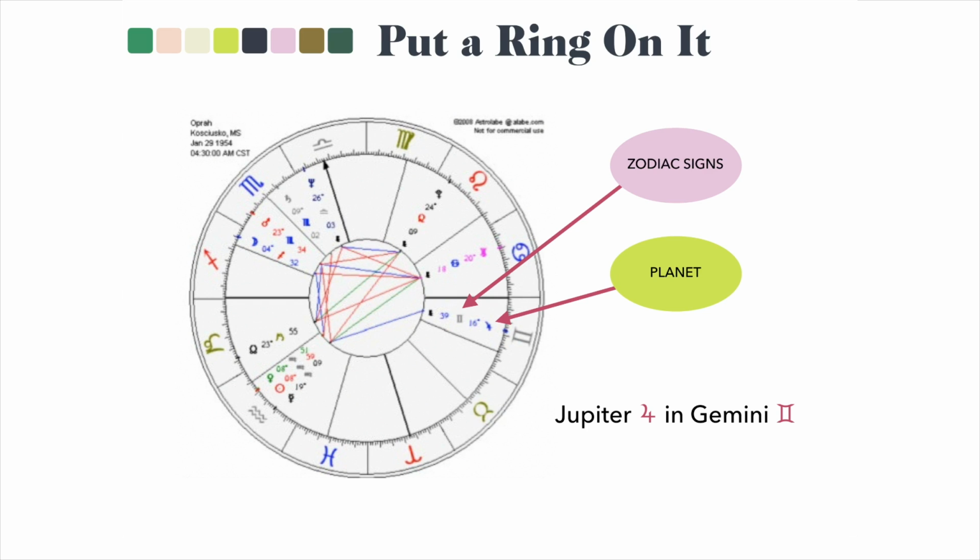So in this chart, this is Oprah Winfrey's chart, Jupiter was in Gemini when she was born, which makes sense. Jupiter rules media and publishing, and Gemini also rules communication, and she's the queen of daytime TV and media, so she's definitely true to her chart.